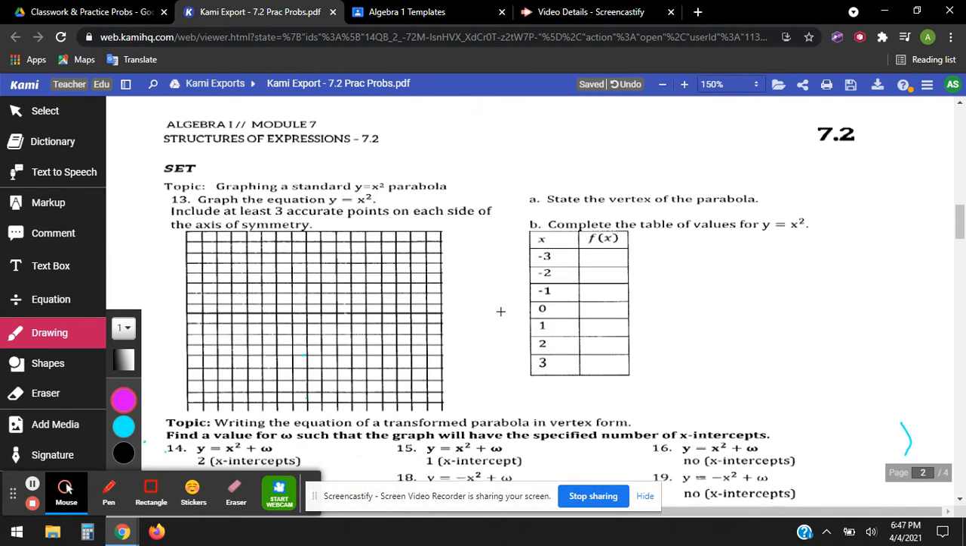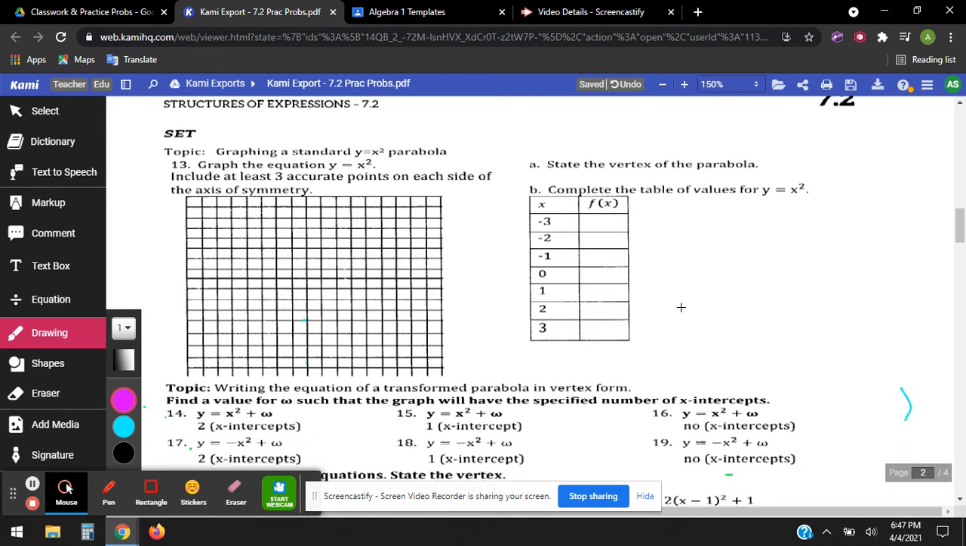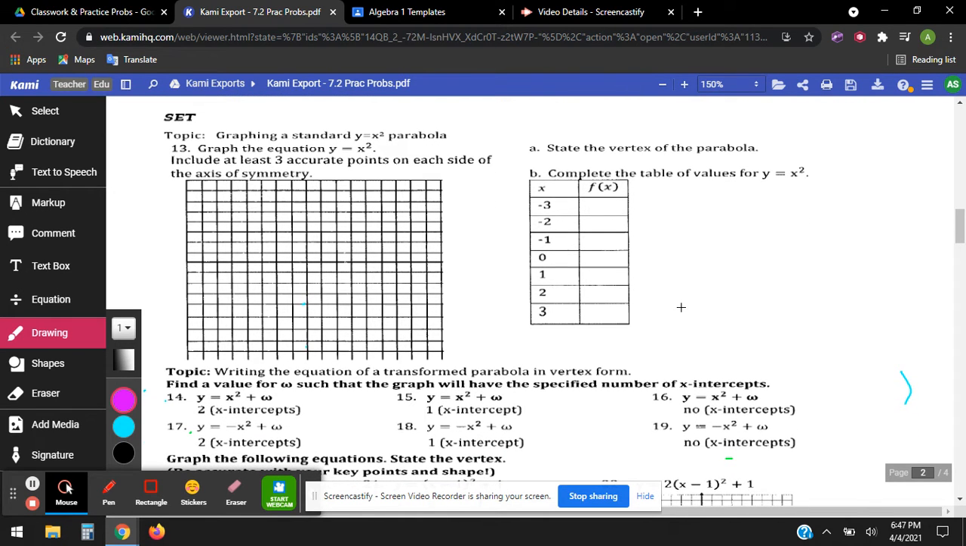All right, let's keep going. So for this one, graphing the standard y equals x squared parabola, include at least 3 accurate points on each side of the axes, state the vertex, and complete the table. The vertex is going to be 0, 0, right? Because with x squared, negative 3 squared is 9, negative 2 squared is 4, negative 1 squared is 1, 0 squared is 0, 1 squared is 1, 2 squared is 4, 3 squared is 9.